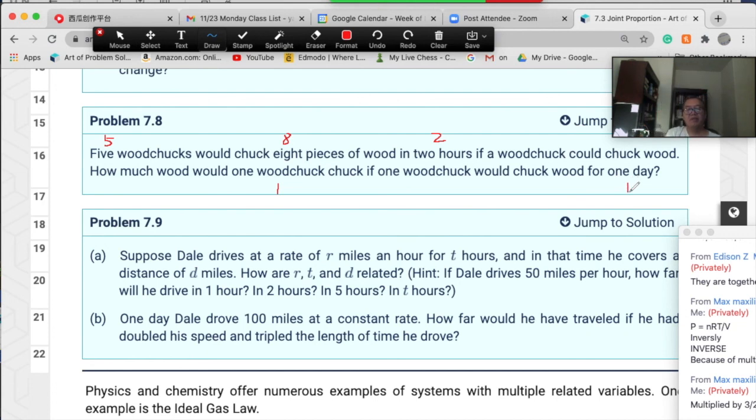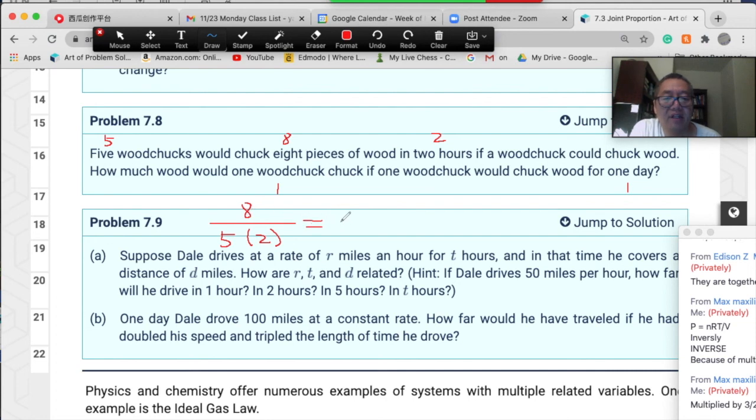Okay? So this kind of problem is a joint proportion. You can say here 5 woodchucks would chuck 8 pieces of wood in 2 hours. So then you need to find how many pieces each woodchuck can chuck in 1 hour. That means 8 pieces divided by 5 times 2. This gives you how many pieces each woodchuck can chuck in 1 hour, right?